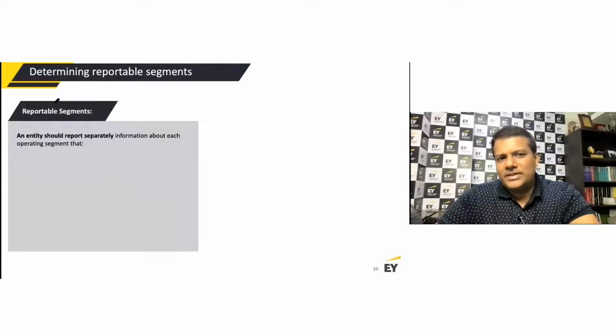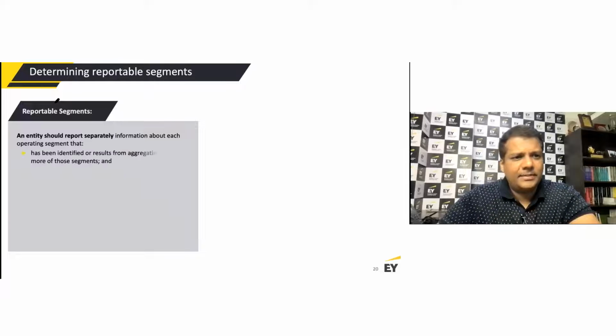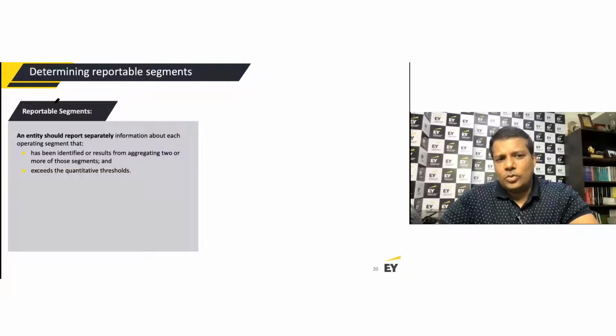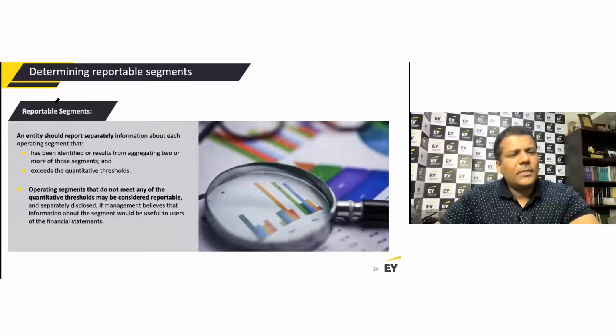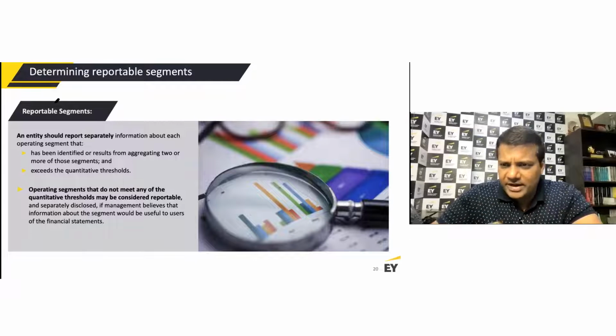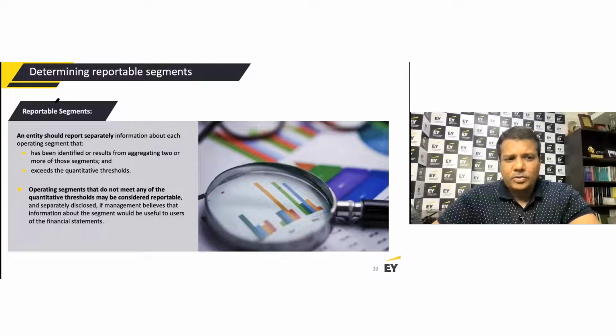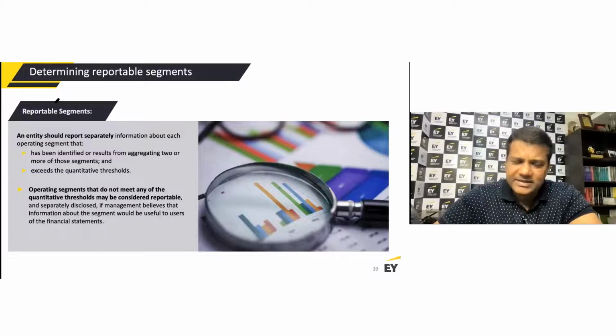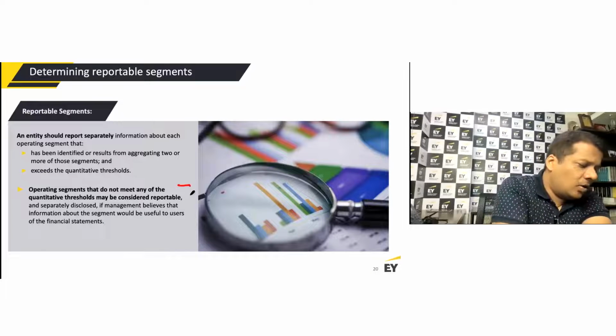An entity should report separately information about each operating segment that has been identified or results from aggregating two or more of those segments and exceeds the quantitative thresholds, right? Operating segments that do not meet any of the quantitative thresholds may be considered reportable, and separately disclosed if management believes that information about the segment would be useful to users of the financial statements. That means it's again an area of judgment.